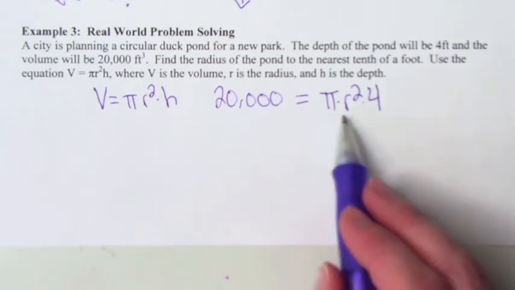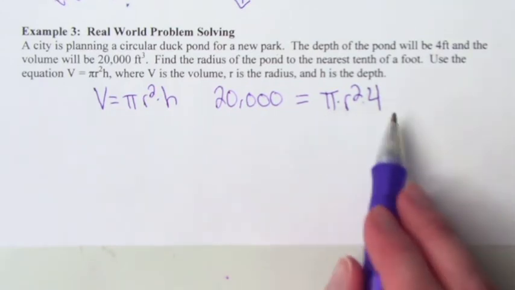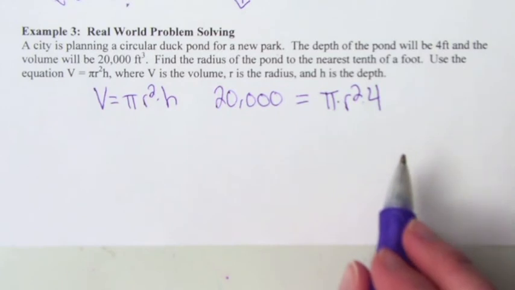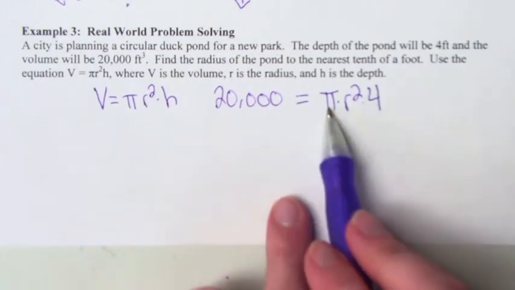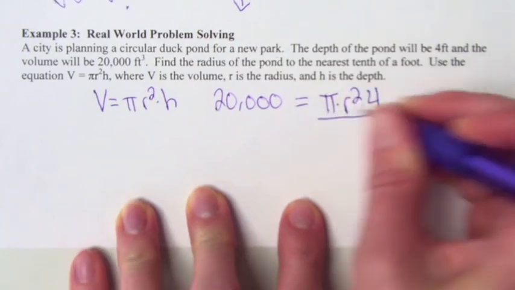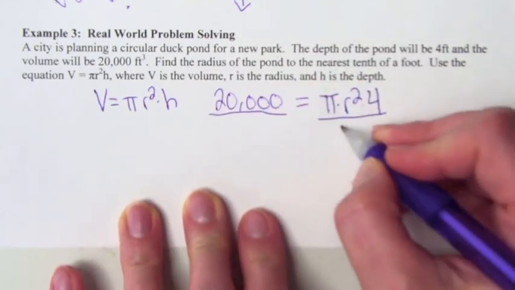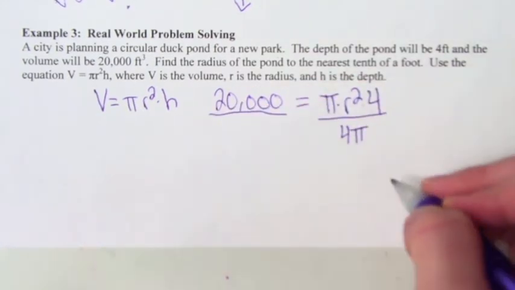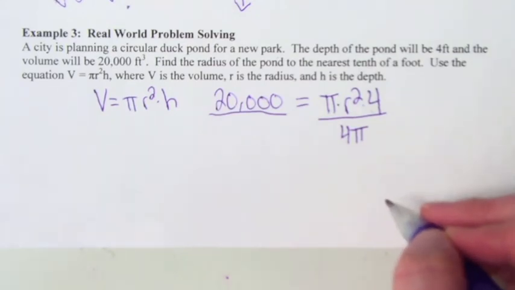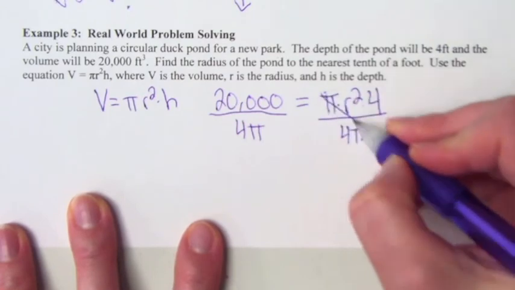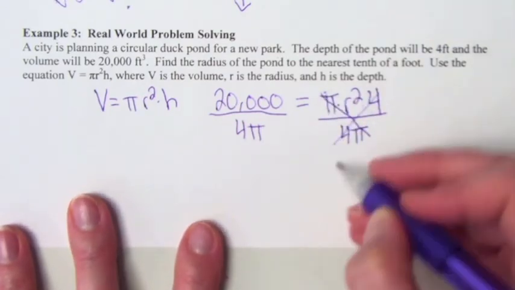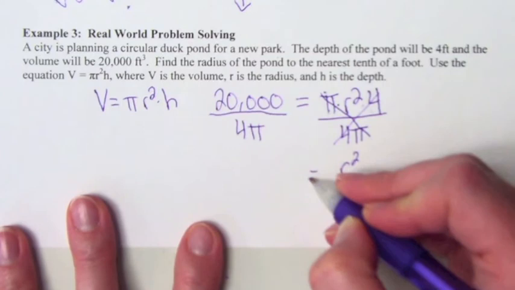Now, all three of these things are being multiplied: pi, r squared, and 4. To make this a really quick process, what do we need to get by itself? The r squared. If we divide both sides by 4 pi, same thing as pi times 4, the pi's will cancel and the 4's will cancel. And that'll give me r squared on the right side of that equation.